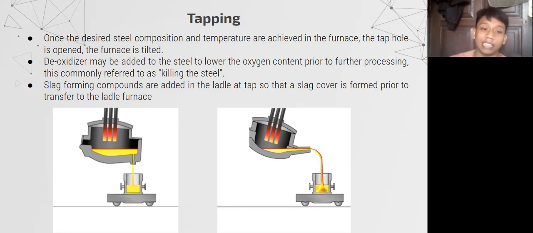As we can see in the picture, on the left side is a tap hole that is located in the centric bottom tapping, and the right is the siphon tapping. The main difference is in the location of the tap hole, where the centric bottom tapping is located in the bottom of the electrical arc furnace, so it will require less tilting, and the siphon tapping has a tap hole in the front, so it will require more tilting.